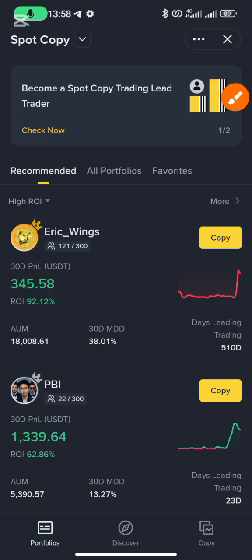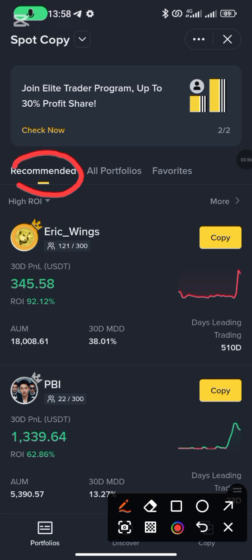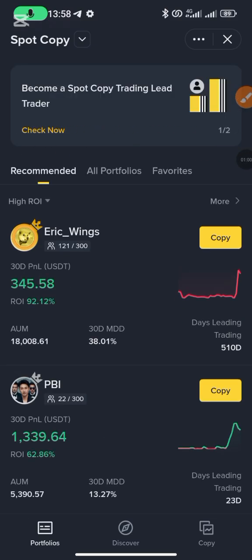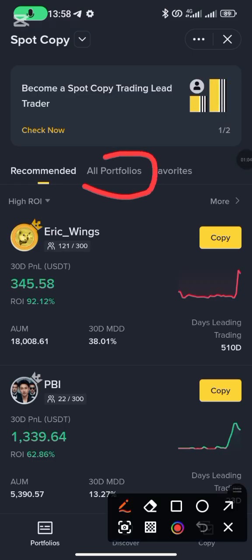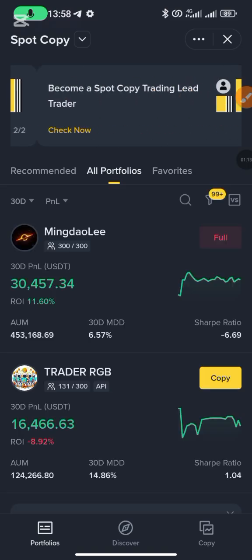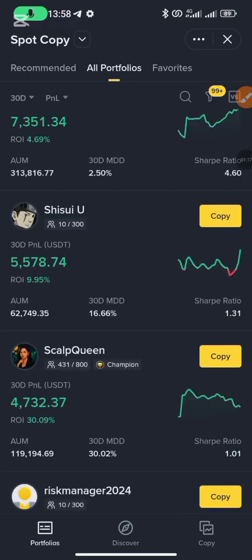First of all, you can see this first tab. This first tab is labeled recommended. Now this is a league of traders that Binance have recommended for you to copy. There are few. So when you come over to the next button called all portfolio, when you click on it, it will show you the list of all lead traders that are possible to be copied. So now these are all the traders that anyone can copy after making a proper research.